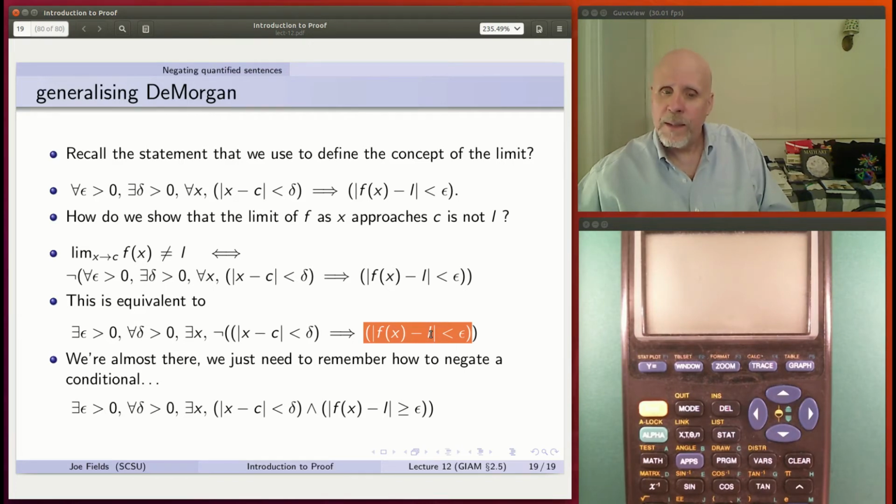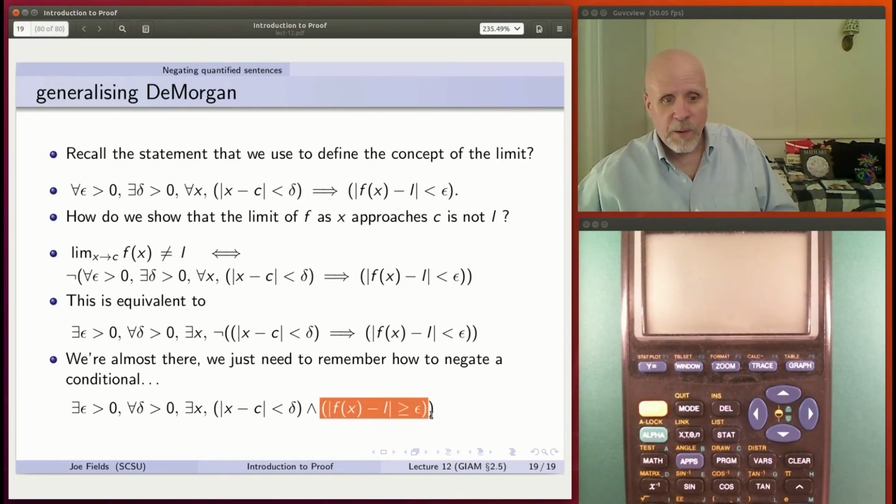Well, I could say f of x is farther than epsilon from L, but the inequality, the less than sign, has a nice, reasonable way to negate it, the greater than or equal sign. So this would say something like f of x is epsilon far from L, I suppose. We won't worry ourselves too much about interpreting the meaning of that, however.